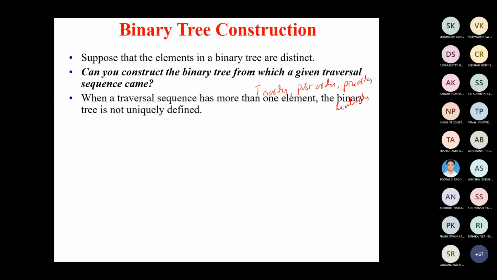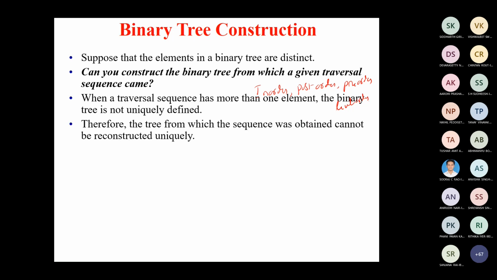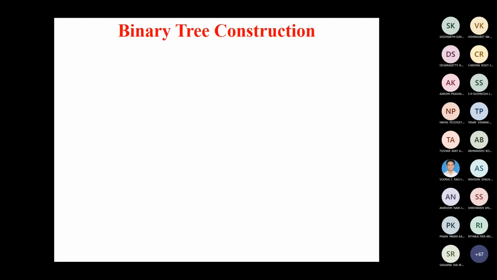When a traversal sequence has more than one element, the binary tree is not uniquely defined. You cannot build it. If you are given only one in-order sequence, or post-order, pre-order or level-order, it is not at all possible to produce the unique binary tree. Therefore, the tree from which the sequence was obtained cannot be reconstructed uniquely. By using only one traversal output, it is not possible to produce the unique binary tree. So if that is the case, how can we construct it, and what are the different methods?